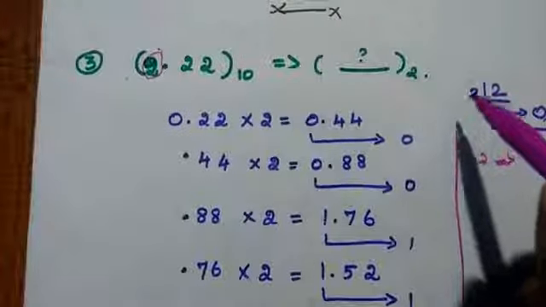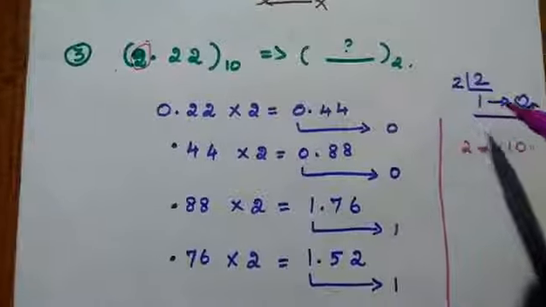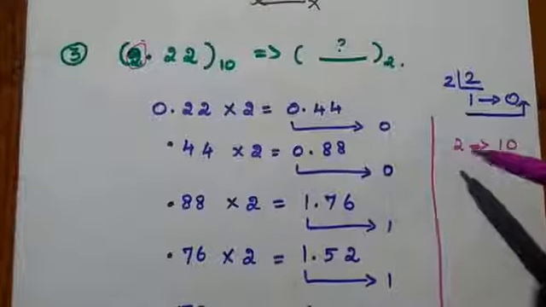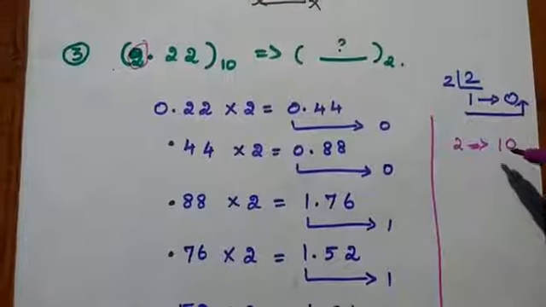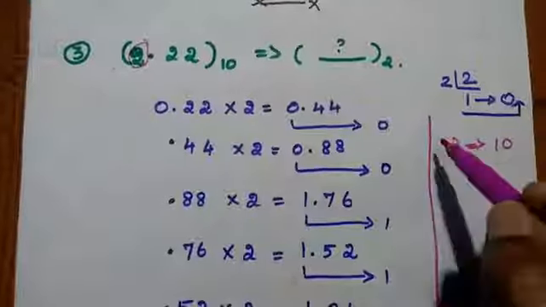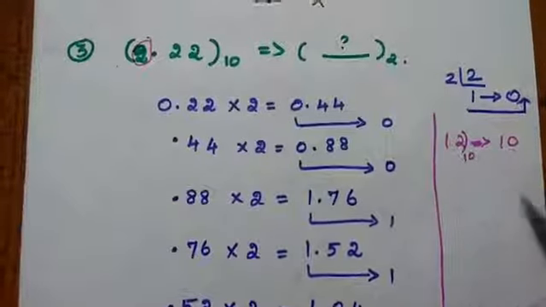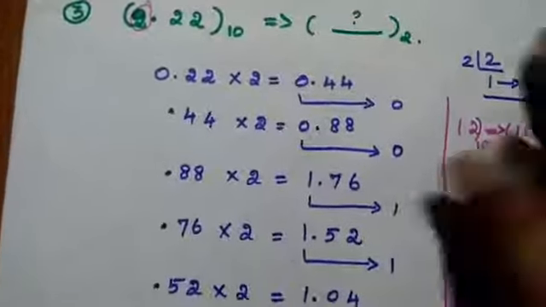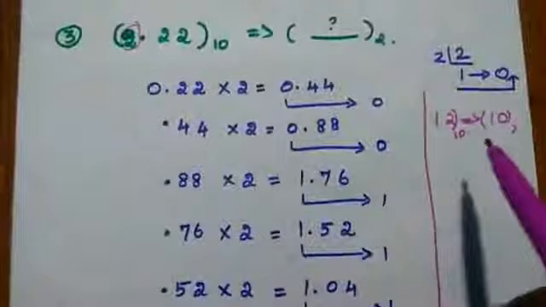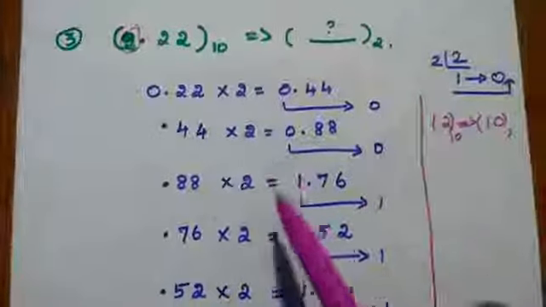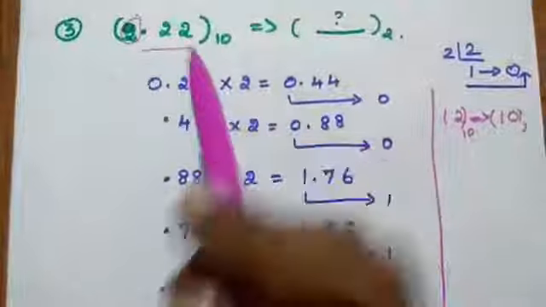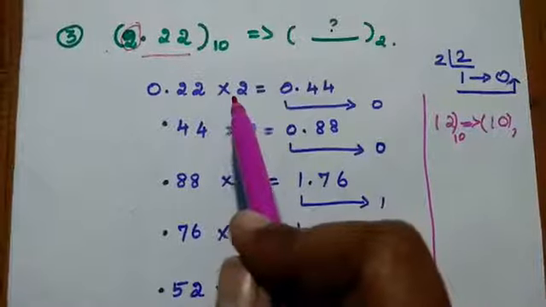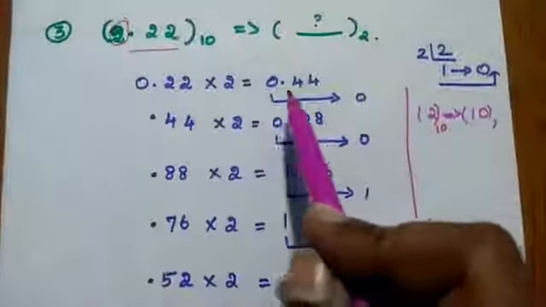So 2 divided by the base 2: 2 by 2 is 1. The remainder is 0. So we write in the reverse order. So 2 can be written as 1 0 in binary. Actually this is decimal, and this decimal can be converted into binary. So first we solve the binary of the integer value. Next we take the fractional part. So 0.22 we multiply by the base of the binary, which is 2. So 0.22 into 2 is 0.44.